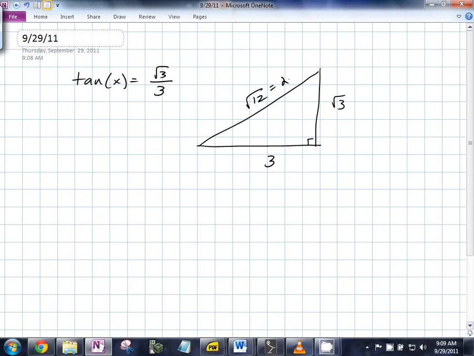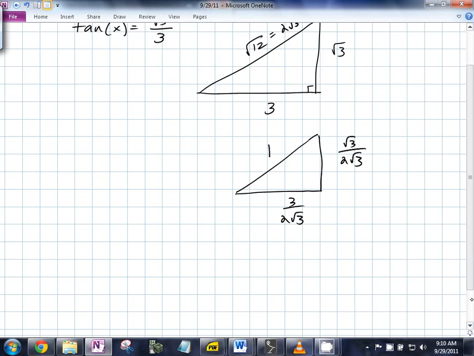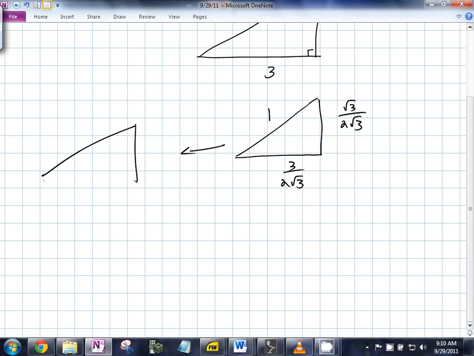Now, we generally like it when the hypotenuse is what? 1. So let's divide each of the side lengths by 2 root 3. So it's going to be 1, root 3 over 2 root 3, and 3 over 2 root 3. You got that? So what does that turn into? It turns into 1, 1 half, and you multiply this by root 3 over root 3, and you end up with 3 root 3 over 6, which is root 3 over 2. So what angle measure is that? 30 degrees, or pi over 6.